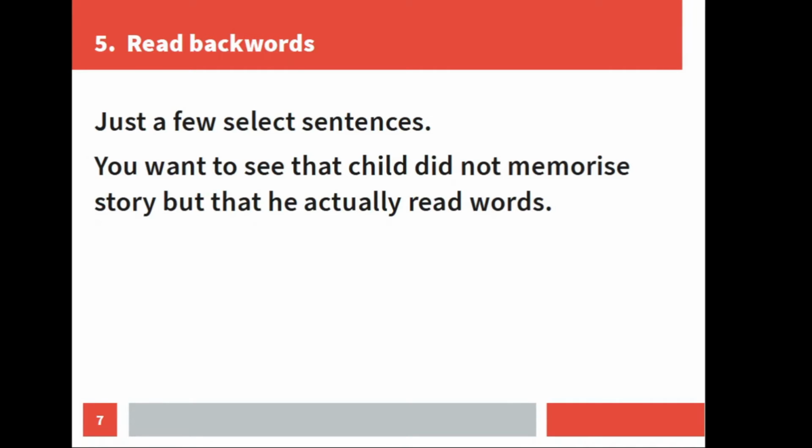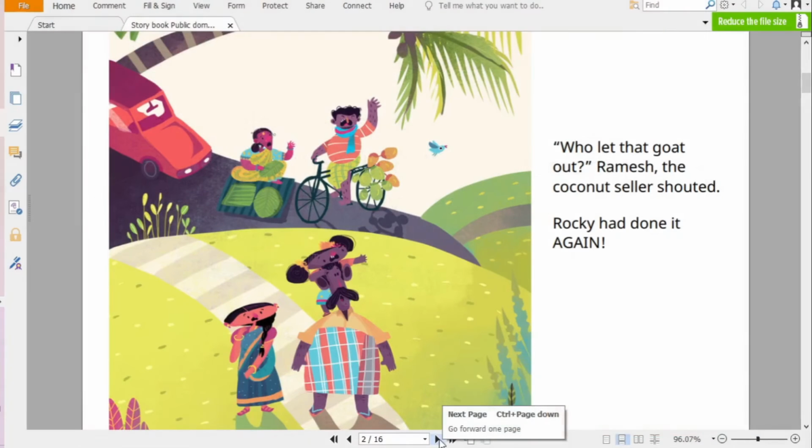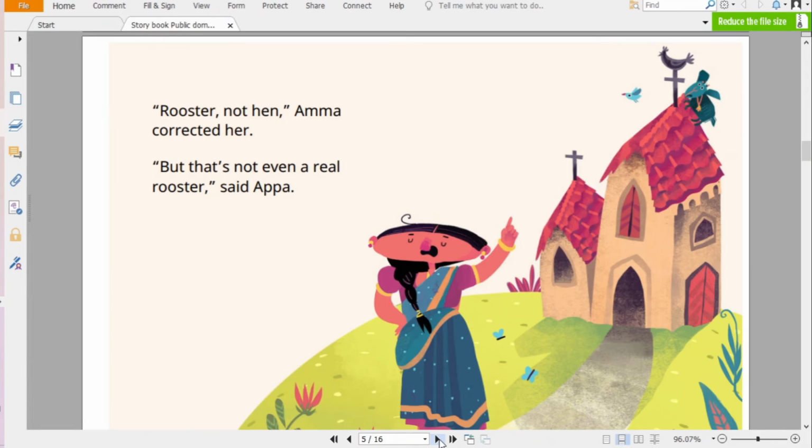You want to check if the child can read and if he actually knows the words. So you go anywhere in the book, to a part that you read, and then you start reading backwards. Ask him to read backwards, and you just point to the words. You just point, and he must read.